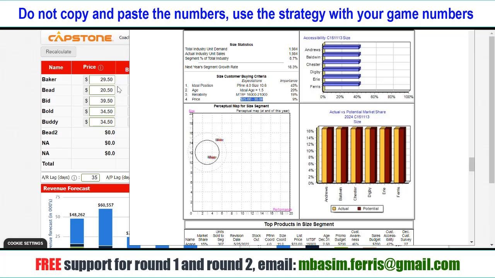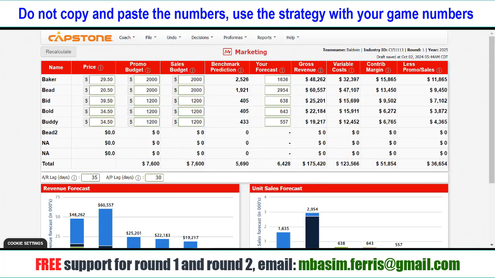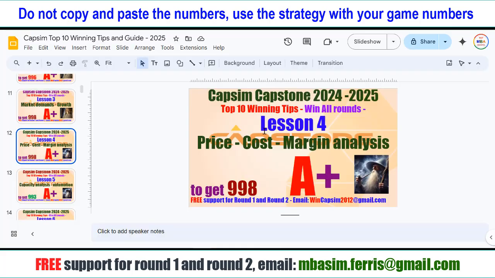Okay, so we see on screen here the price for 5 rounds, and then you can use this Excel file to calculate the price. Each round we reduce 50 cents to maintain the competitiveness, right? So you see that. Lesson 4, check the price, the cost, and the margin analysis.